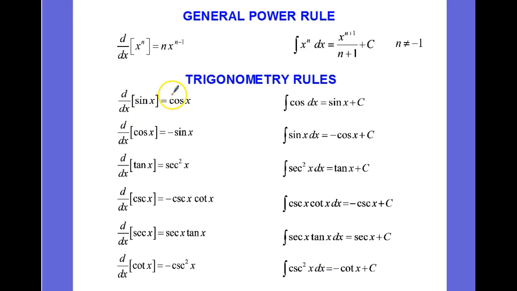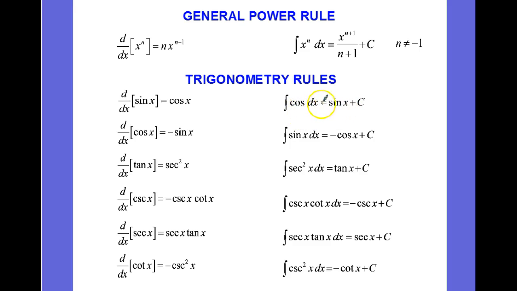So the derivative of sine is cosine, the derivative of cosine is negative sine, tangent is secant squared, cosecant is negative cosecant times cotangent, the derivative of secant is secant times tangent, and the derivative of cotangent is negative cosecant squared. So these are ones that you should already have memorized. If not, definitely learn these. And then it will be a lot easier to reconstruct from memory the antiderivatives or the integrals.